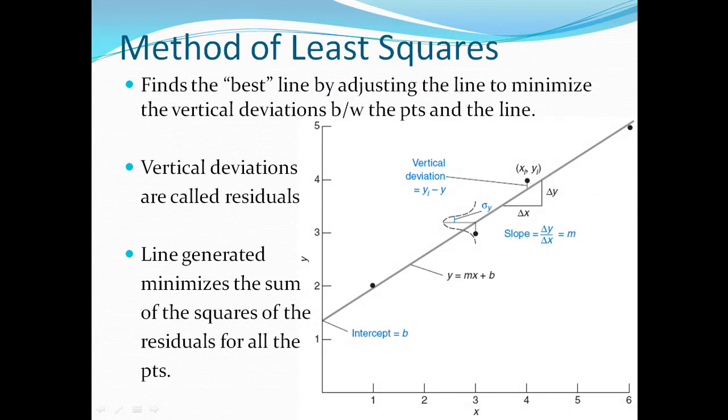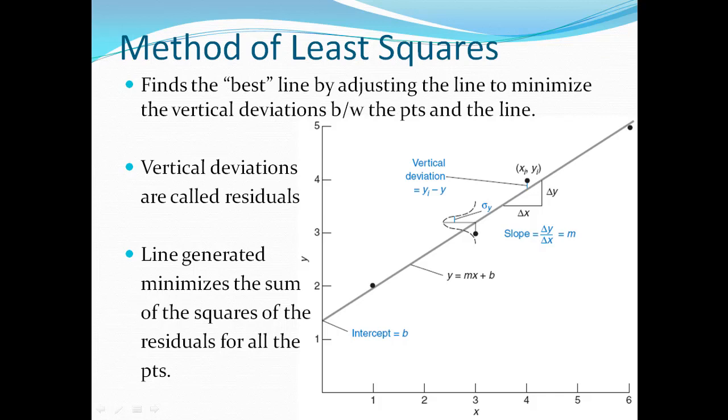More specifically, the method of least squares finds the best line by adjusting that line to minimize the vertical deviations between the points and the line. Why only the vertical deviations? Well, usually there's more error in your y-axis than there is in your x-axis, and also it's a lot simpler mathematically to do the calculations for the vertical deviations than for the horizontal deviations, so consider yourself lucky.